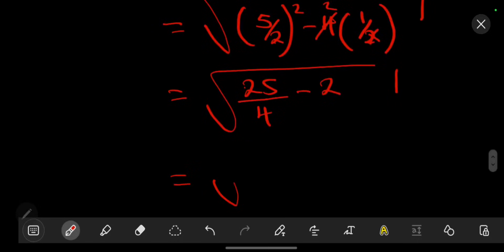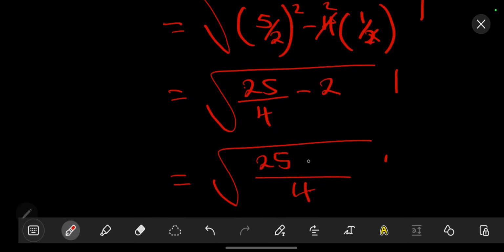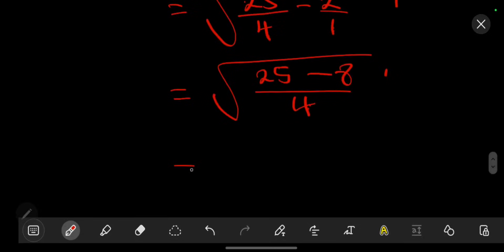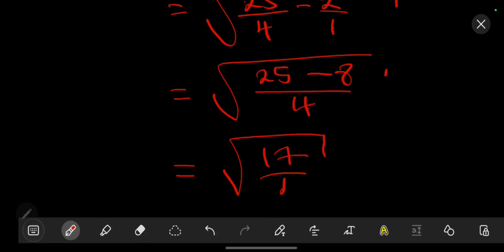Then we find the square root of 4 like that. 4 divided by 4 is 1 times 25 is 25. Then we have minus, 4 divided by 1 is 4 times that, it will give us 8. So when we subtract 25 minus 8, it will give us 17. So we have the square root of 17 over 4 like that. So this is the value of a minus b.